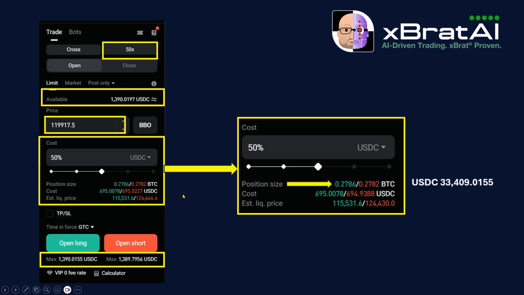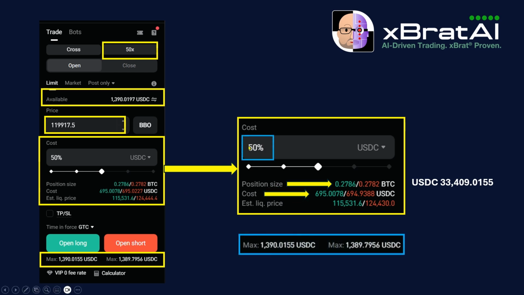The position size has changed though because of the leverage. So this position size, 0.2786, is equivalent to $33,409, even though your account is 1,390. So we've increased the position size, but the cost is the same. We've still chosen 50% of that maximum available at that point.